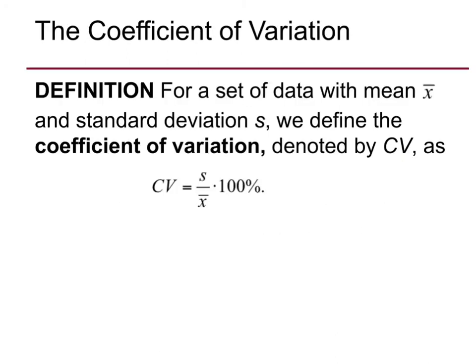The last topic of the section is the coefficient of variation. The coefficient of variation, denoted CV, is the standard deviation divided by the mean, times 100%. This percentage is another measure of how spread out a data set is. So it's similar to range and standard deviation. It's just another measure of how spread out a data set is.